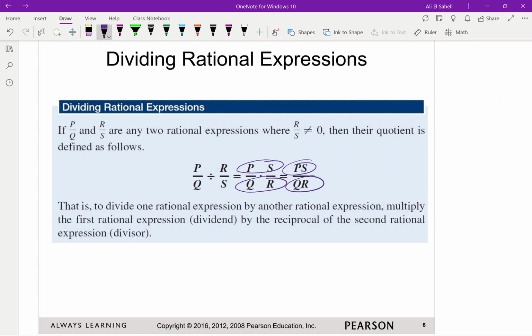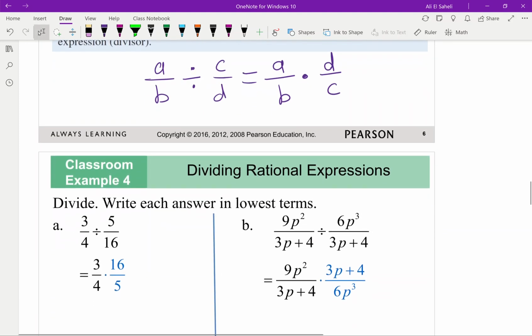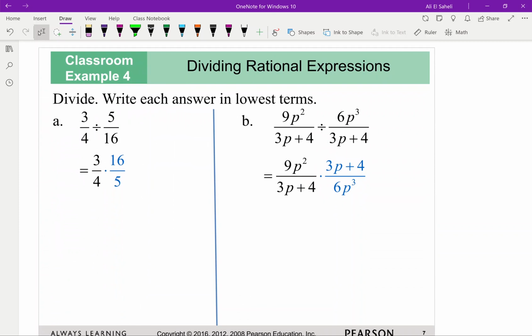So again, let me say it using different letters. A over b divided by c over d is the same as a over b multiplied by d over c. Alright, divide. We change this into multiplication and we flip this.